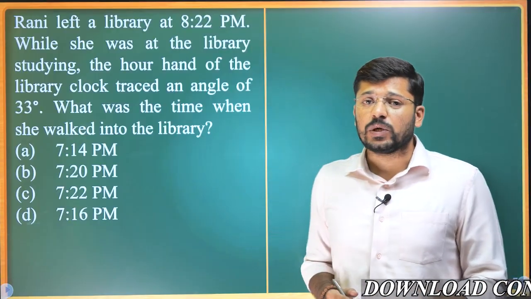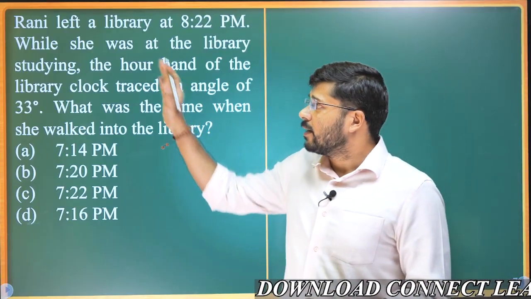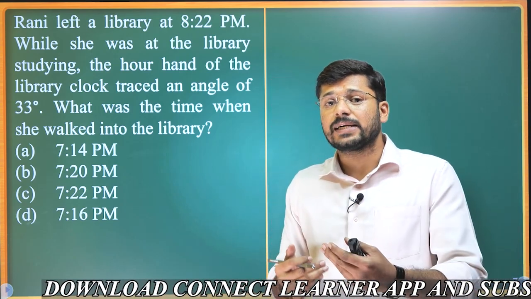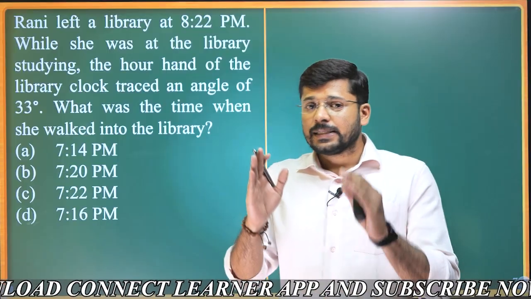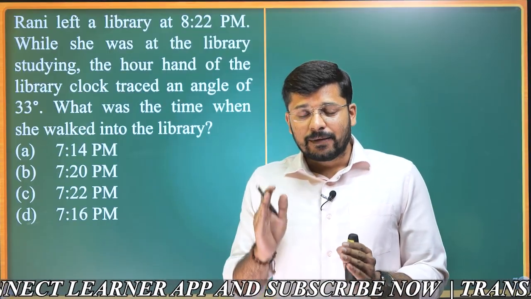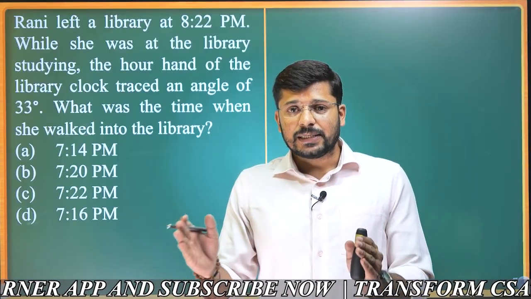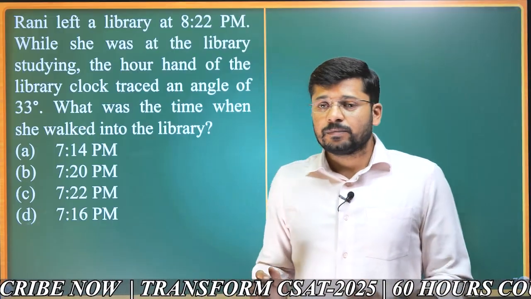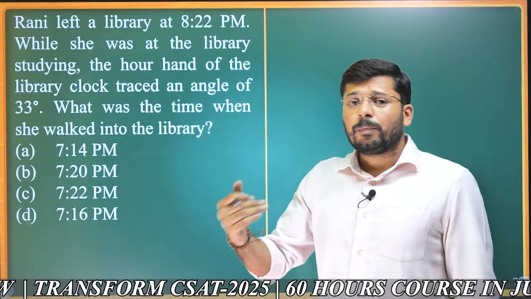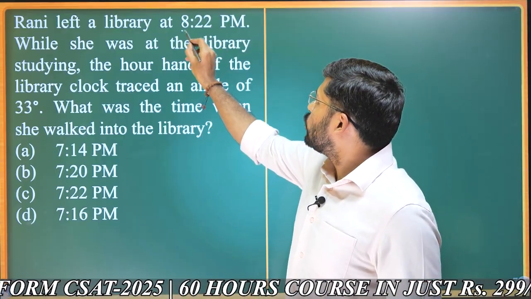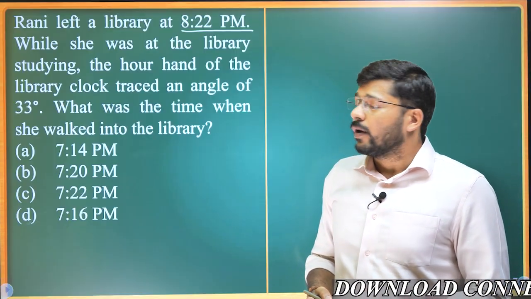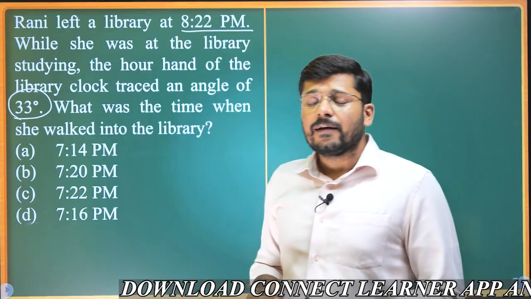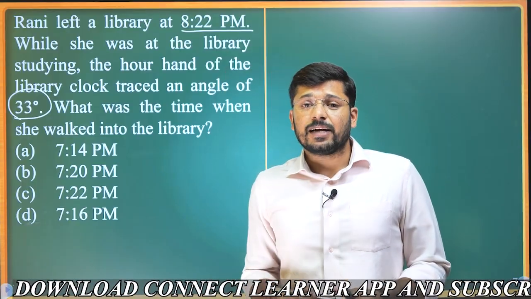Now let us make sense of the question first. First, this girl called Rani, she walked into the library. And we do not know what was the time when she walked in. However, she sat and studied there for some time. And for the duration that she sat and studied there, the hour hand made an angle of 33 degree. And then she got up and left the library at 8:22 p.m. So now using this clue that the hour hand made a 33 degree angle, we need to find out at what time she entered the library.